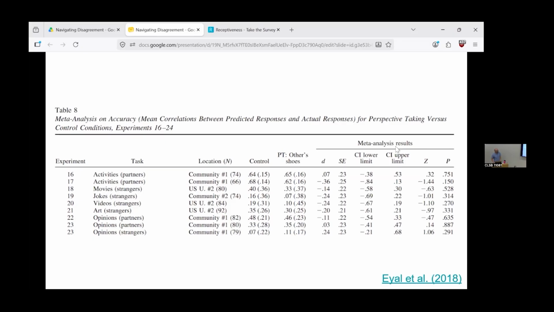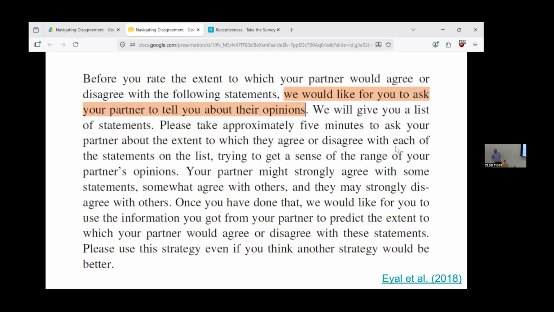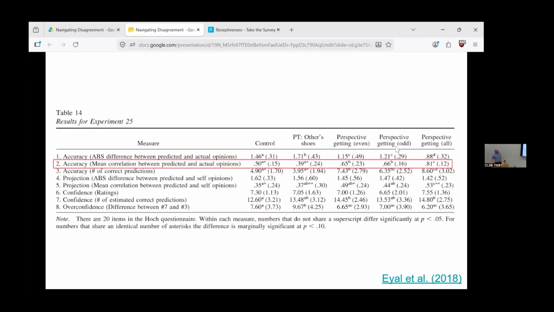And it turned out that in the 25th study, they did find something that did help, besides just telling people to take their perspective. What helped was to just ask questions. We'd like for you to ask your partner to tell you their opinions. And so here you can see the results from that 25th study. They still had a control group. They still had perspective taking. And then asking questions was called perspective getting.